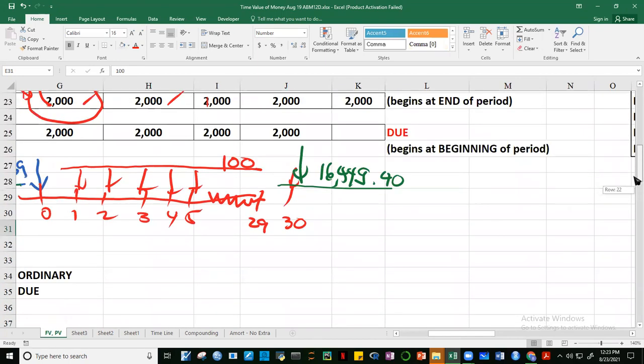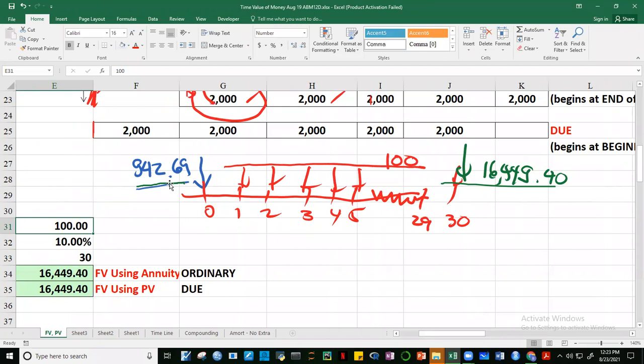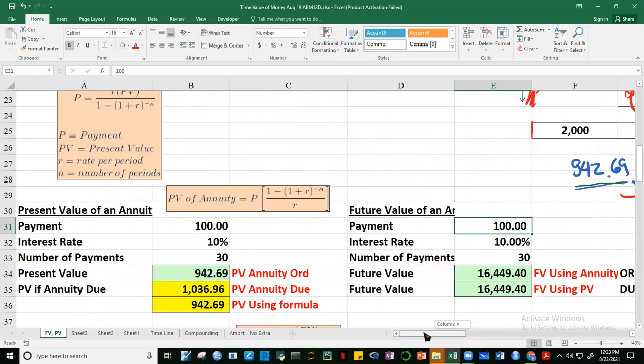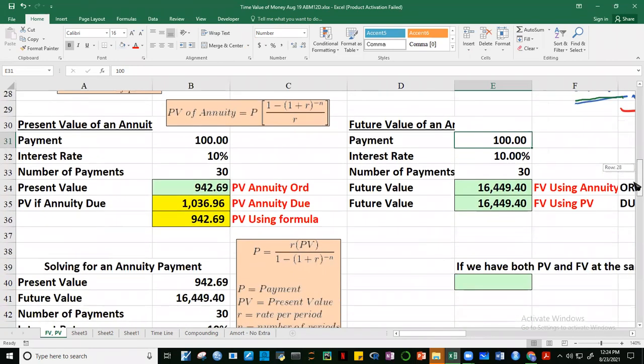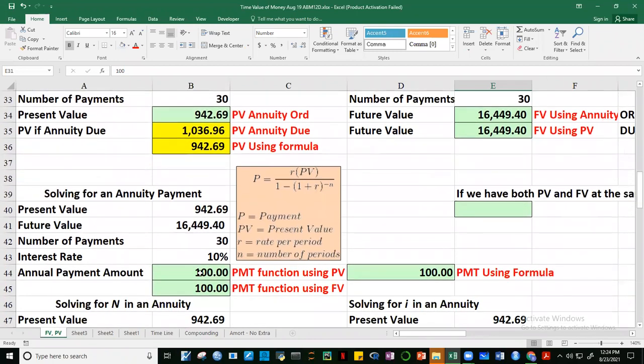Kasi nga guys, indifferent tayo sa tatlong to whether it's 942 now or 16,449 in 30 years time or 100 every year for the next 30 years, we are indifferent to this cash flows kasi they are all equivalent. Okay, is that clear, guys? Okay, looks like walang questions. Punta tayo dito, no?